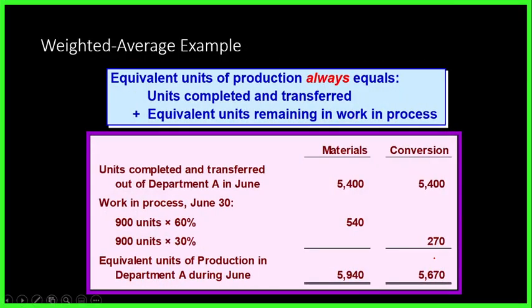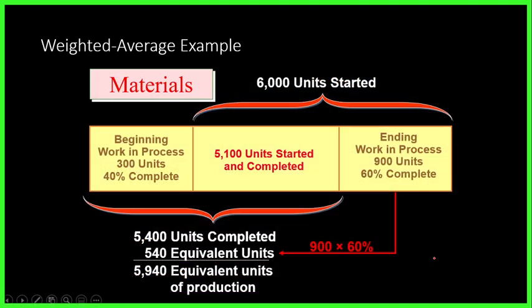Now, sabi niya, equivalent units of production is always equal to units completed and transferred plus the equivalent units remaining in work in process. So if you go back to your T accounts, yung sinulat ko kanina, siya na yan. Okay, so let's continue. Weighted average. So, eto na nga siya.